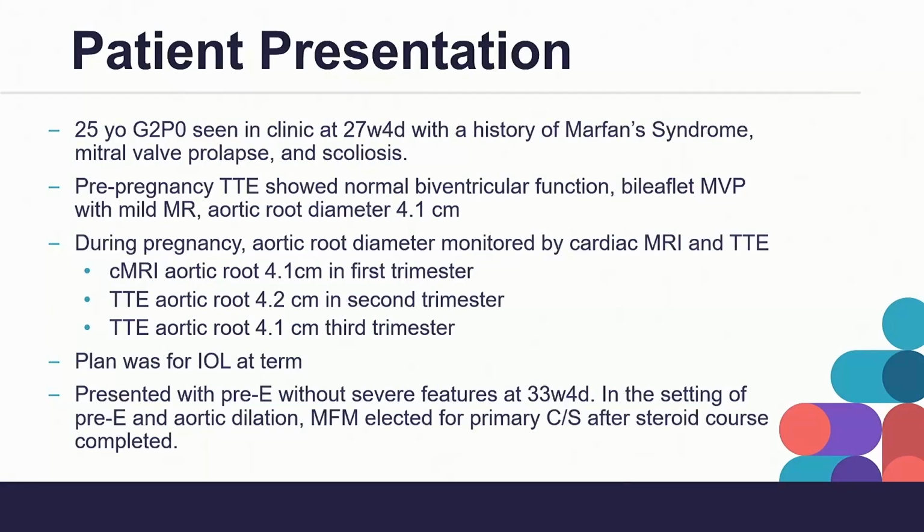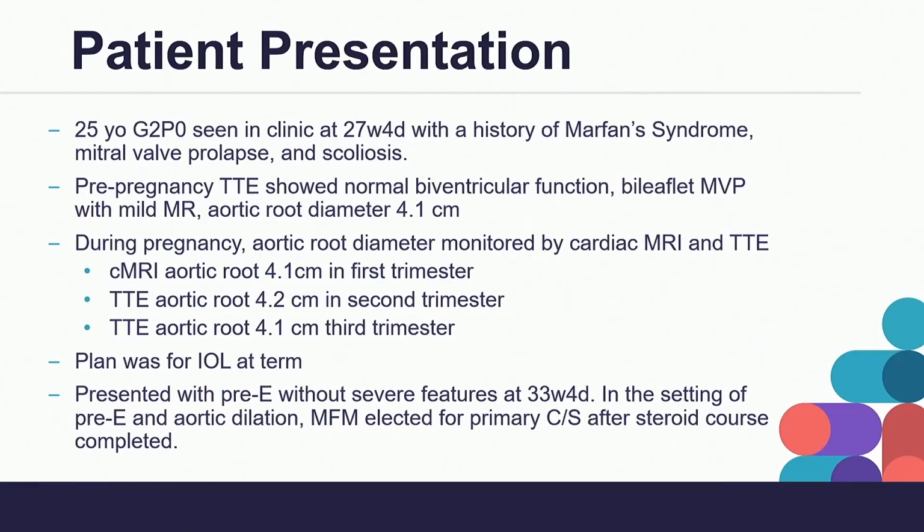So I actually would like to start by talking about a patient that we cared for at our institution in the past year-ish. She was a 25-year-old G2P0, and she was seen in our multidisciplinary cardiac OB clinic at 27 weeks and 4 days with a history of Marfan syndrome, mitral valve prolapse, and scoliosis. She had a pre-pregnancy TTE on file, which showed normal biventricular function, bileaflet mitral valve prolapse with mild MR, and an aortic root diameter of 4.1.